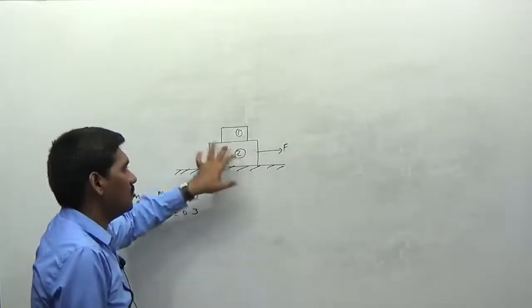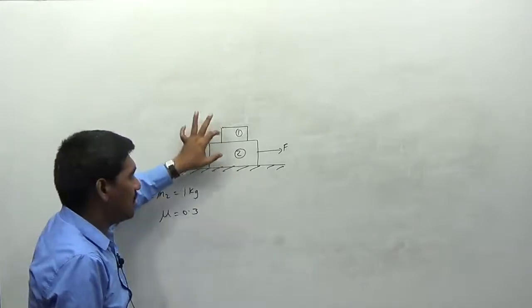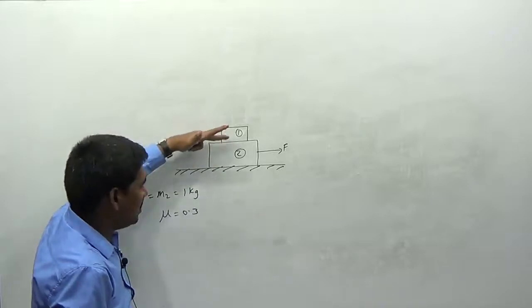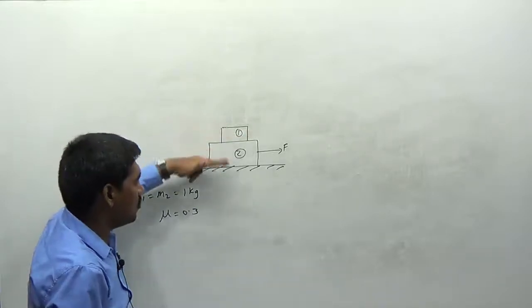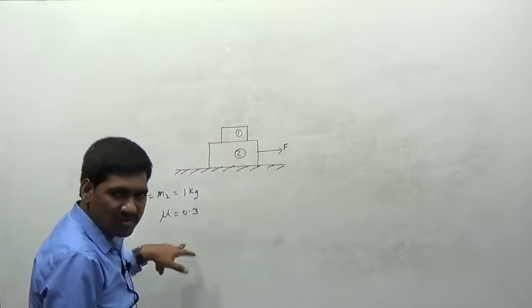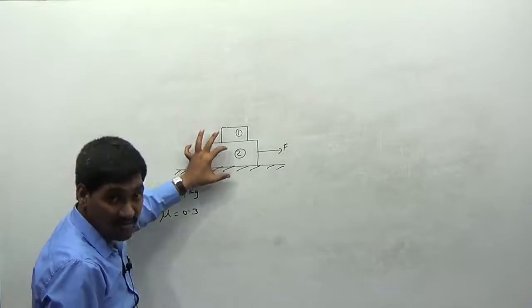So for that we have to draw the free body diagrams for the 2 blocks, and one more important point is we have 2 contact surfaces here. Between 1 and 2 we have a contact surface, and between 2 and the floor we have a contact surface. For both contact surfaces the coefficient of friction is equal to 0.3, it is given. So let me draw the free body diagram for the second block first.